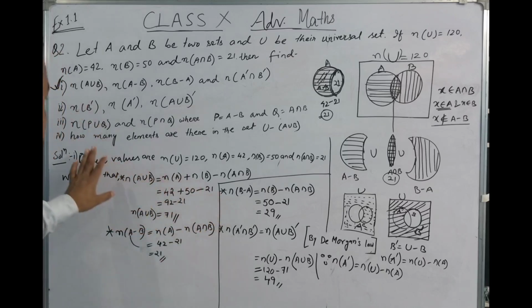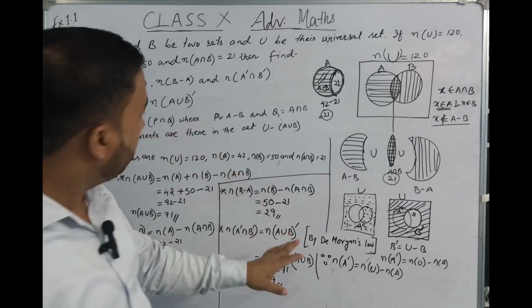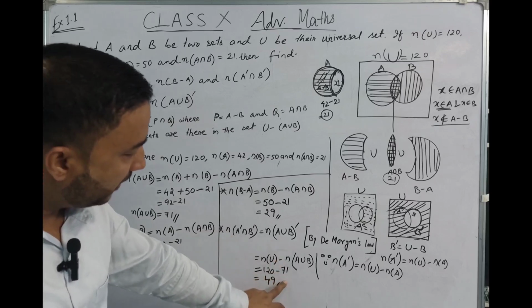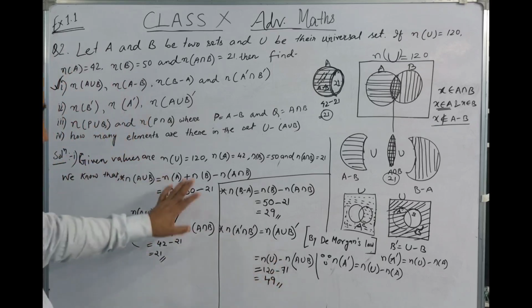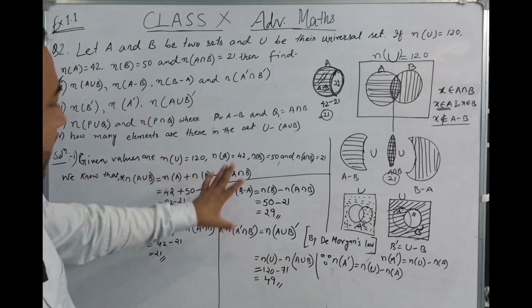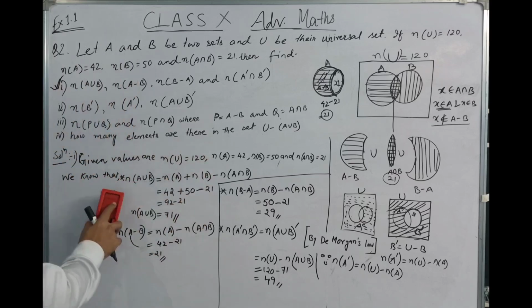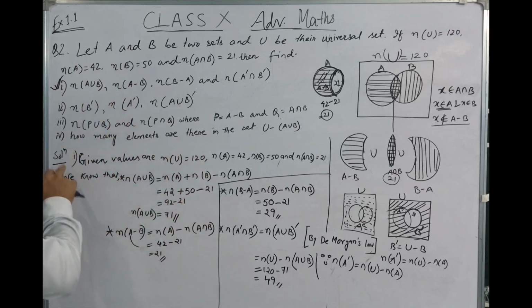Question number 2, I think it is very easy, because you see, the number of A union B complement we already found. It will be equal to this only. So let us find this value. You just note it down. We will summarize it again. Now we are discussing question number 2.